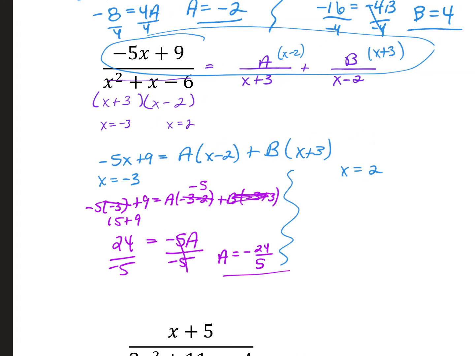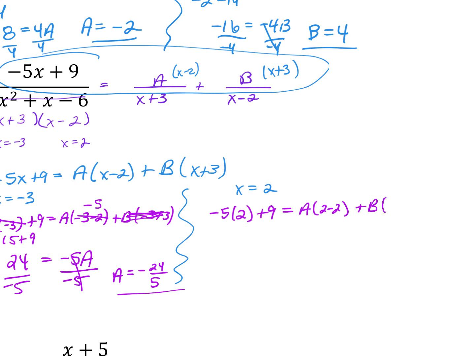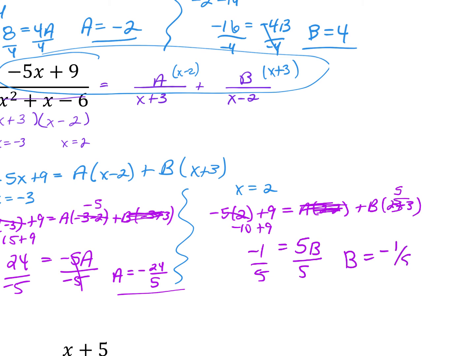Going to evaluate the exact same equation, but now we're going to plug in positive 2. So negative 5 times 2 plus 9 equals a times 2 minus 2 plus b times 2 plus 3. So I have a negative 10 plus 9 gives me negative 1 equals 2 minus 2 is 0, so this is going to cancel. 2 plus 3 is 5, so this gives me 5b. Divide both sides by 5. And my b value is negative 1/5.